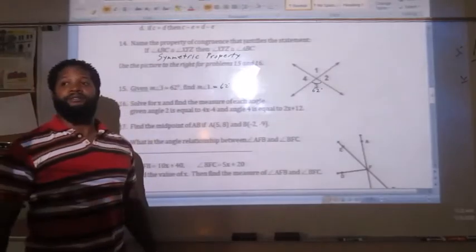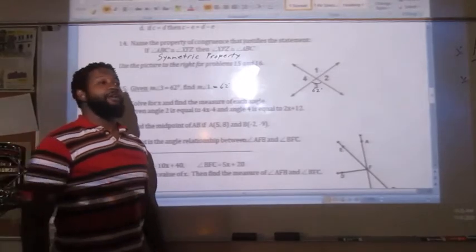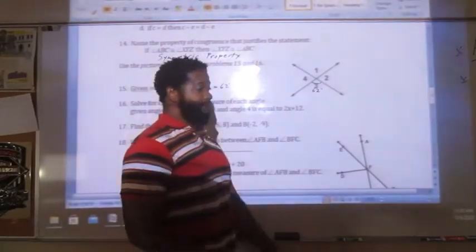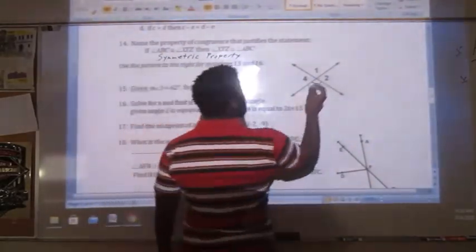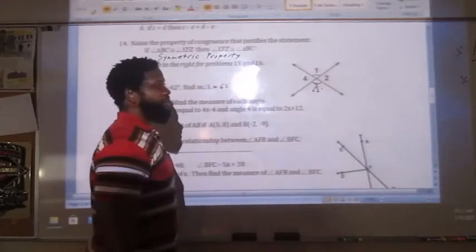Say it louder. What'd you say? The vertical angle theorem? And what does the vertical angle theorem state? Two non-adjacent angles formed by two intersecting lines. They're basically congruent. When they're across from each other, okay?